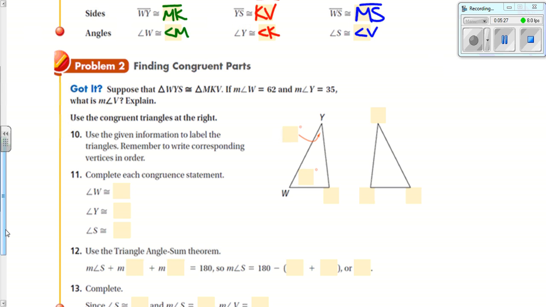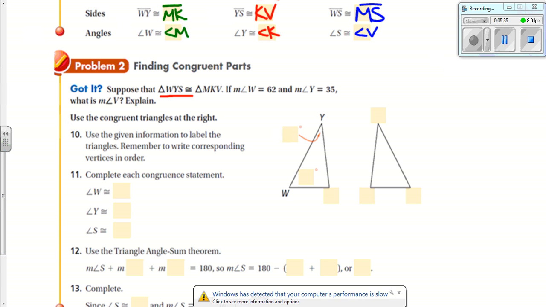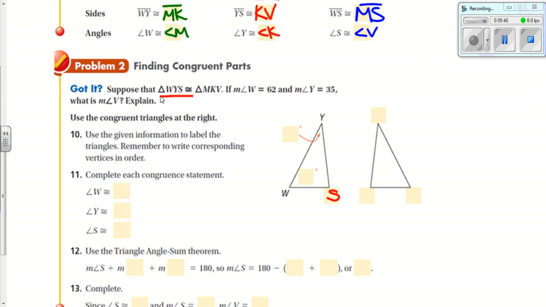Number 10 says, using the given information, label the triangles. Remember to write corresponding vertices in order. So triangle WYS. We've got WY, so S has to go here. And then we have triangle MKV. Now, none of it is labeled. So W corresponds with M because they're both the first ones. So W is over here, M is over here. Why? Because if I were to flip this triangle that way, they would line up on top of each other. Just by looking at it, I can tell that M and W go together.